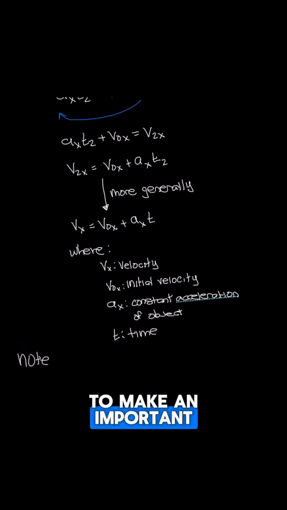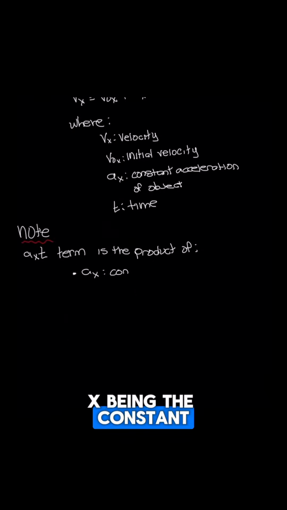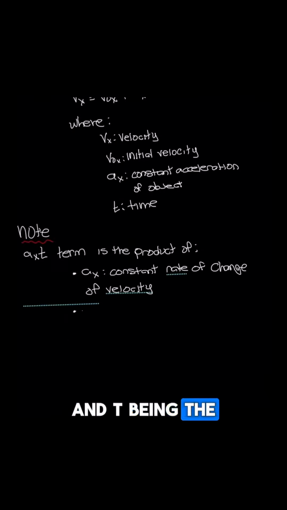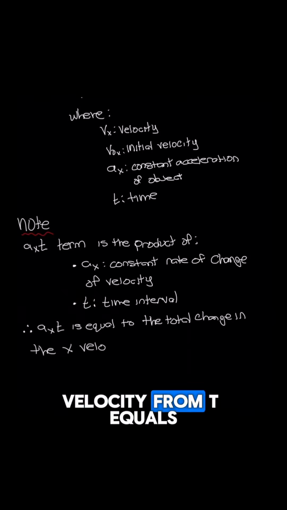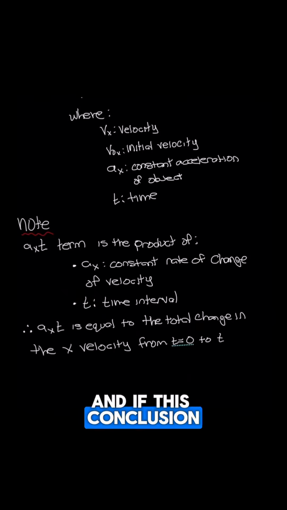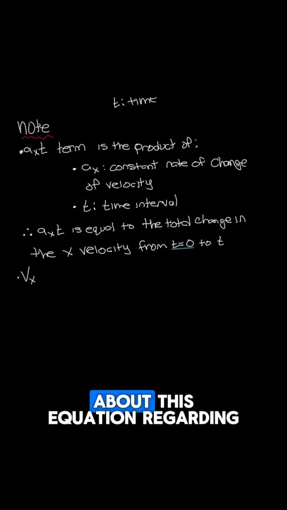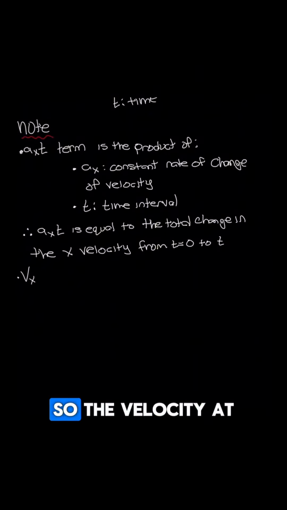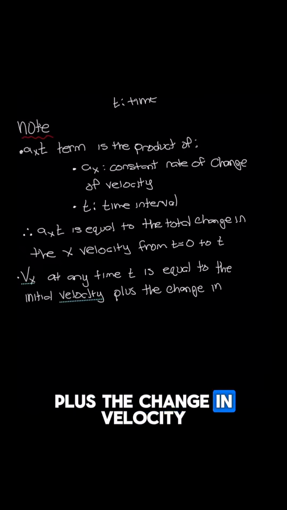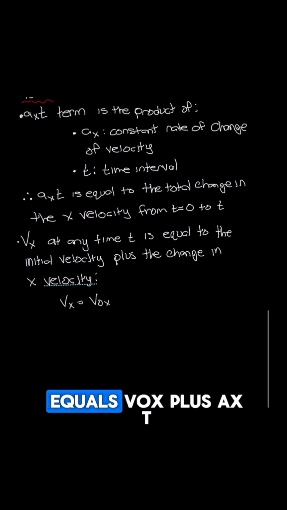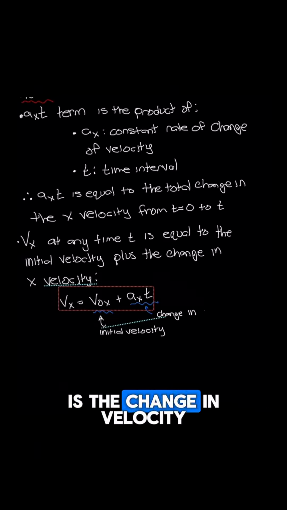So I just want to make an important note regarding the axt term. The axt term is the product of ax being the constant rate of change of the velocity and t being the time interval. So therefore axt is equal to the total change in the x velocity from t equals 0 to t. And if this conclusion isn't clear, you'll see later in the video how this is true. So another note about this equation regarding the velocity. The velocity at any time t is going to be equal to the initial velocity plus the change in velocity. So if we look at the equation vx equals v0x plus axt, the first term is the initial velocity and the second term is the change in velocity.